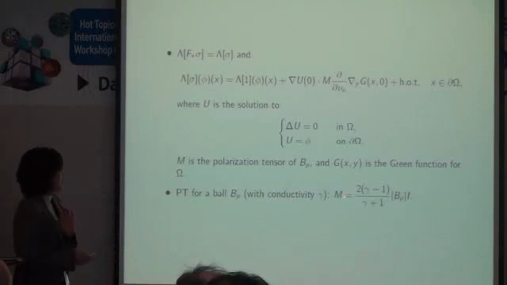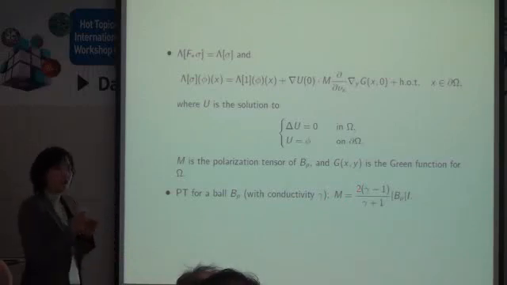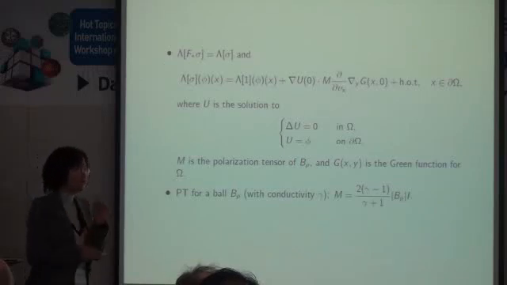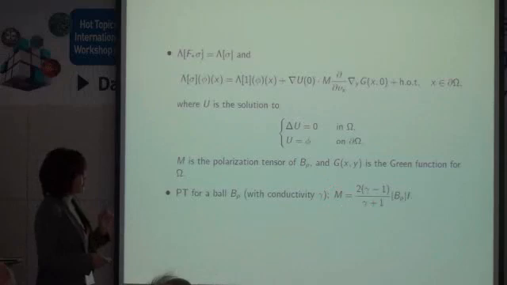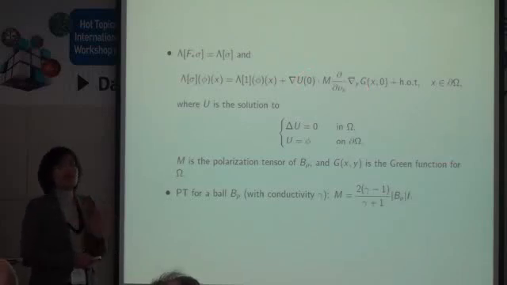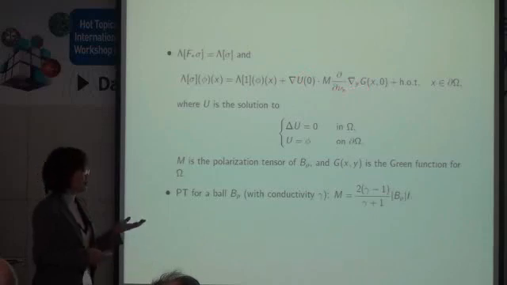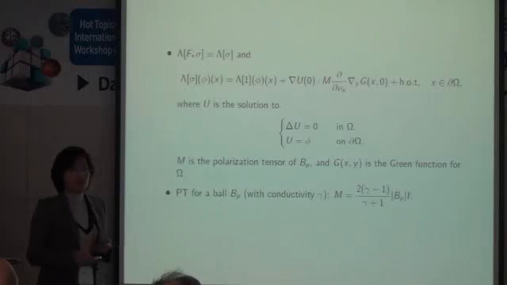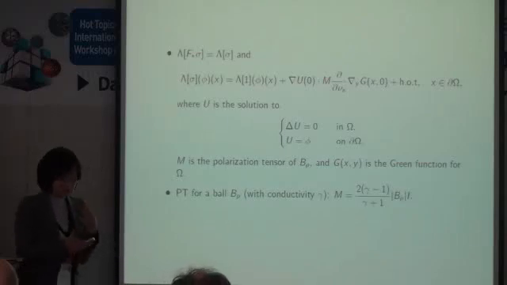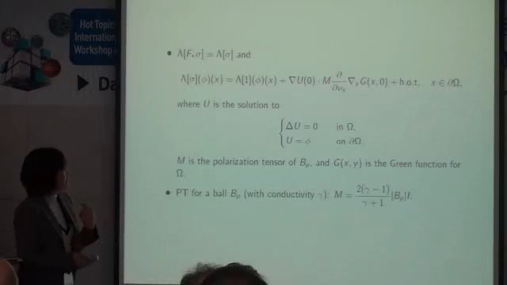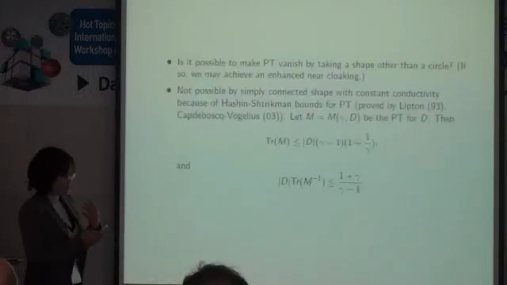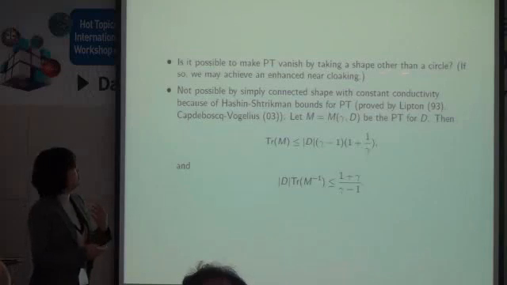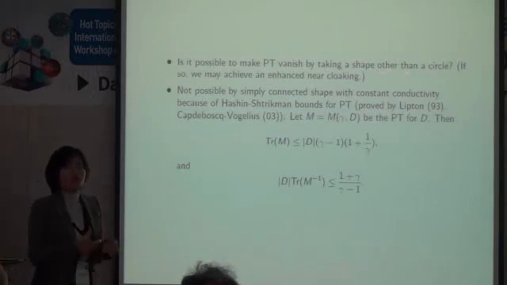So if we have some structure which has this polarization tensor M equal to 0, then the cloaking effect will be better than rho square, because the leading order term is rho square. In the case M equals 0, the cloaking effect is enhanced.